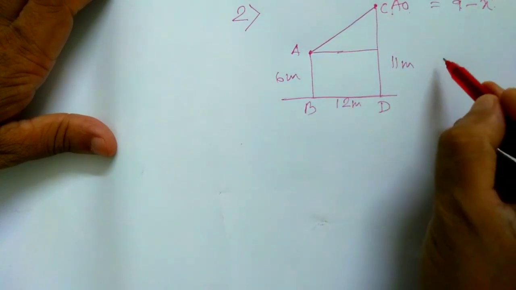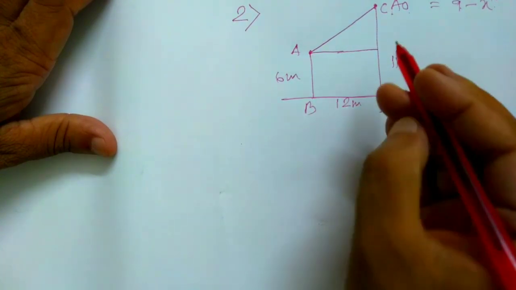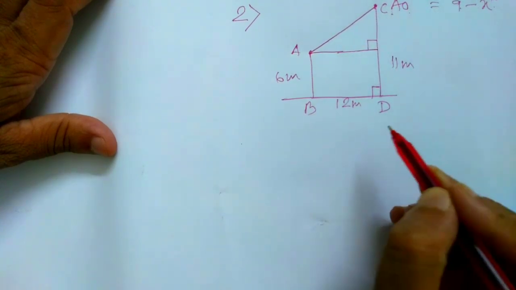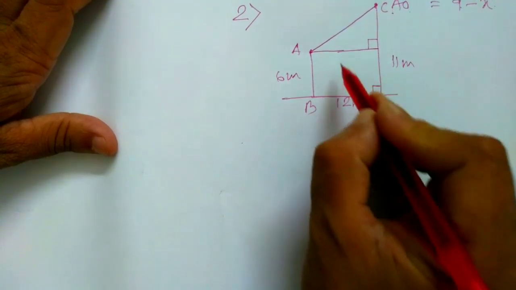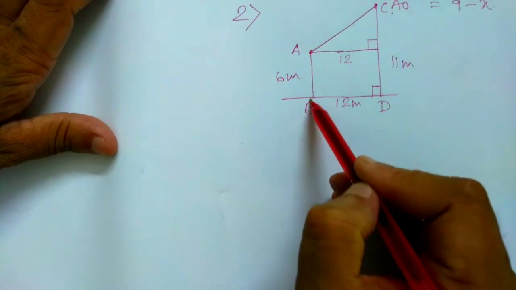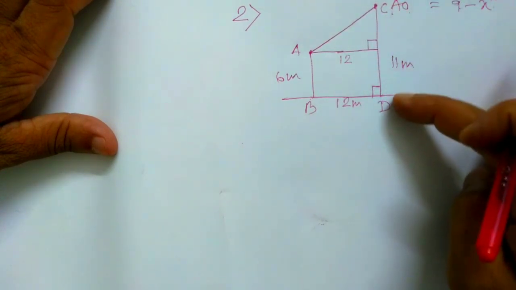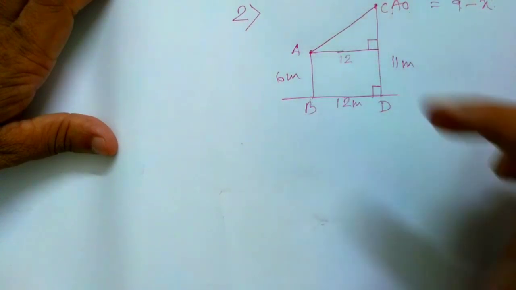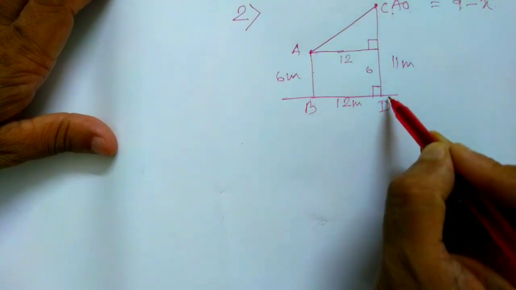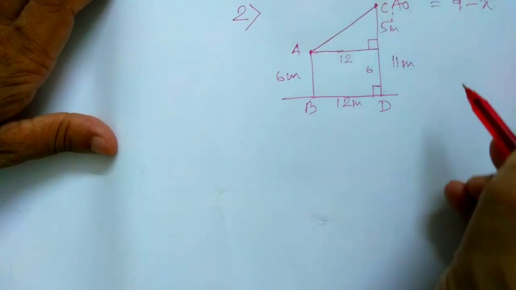So when you are drawing this line parallel to BD, since this is 90 degrees, obviously this is also 90 degrees. That means this is 12, so this is also 12. Now this much is 6 and this total is 11. So if this is 6, this is also 6. Now since the total is 11, 11 minus 6 is 5. So this is 5 meters.